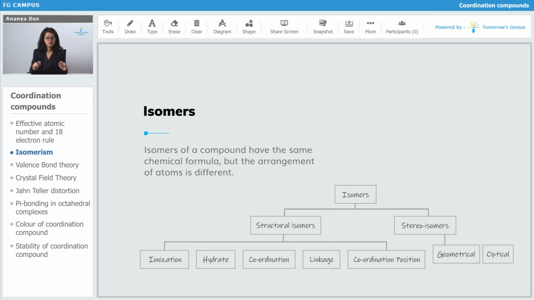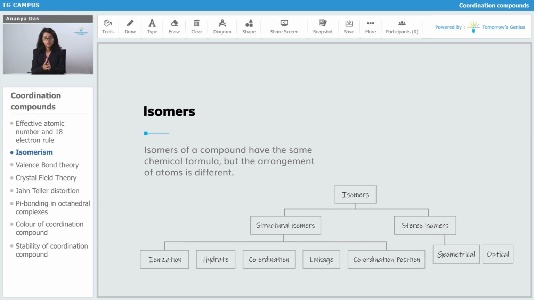Now isomers are of two types. We have structural isomers and stereoisomers. Till now we have the same thing going on as in organic chemistry. In organic chemistry also we have structural isomers and we have stereoisomers. Now further classification is where the difference arises.